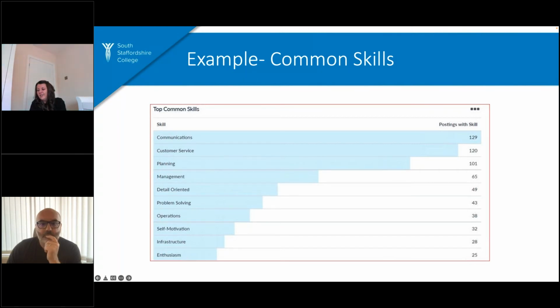So I think as a short overview, that's some of the main ways that we use MZ to help support the planning of our curriculum.